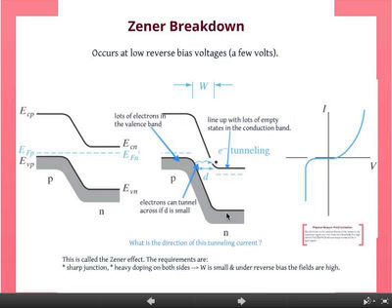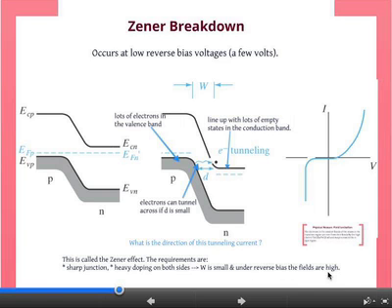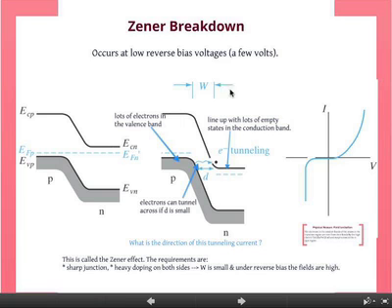Okay? W is small, and under reverse bias, the fields are very high. So if W is also very small, the electric fields get really high, which means that this bending becomes very large as well. You also need lots of bending for this overlap to happen. Okay, you see this.